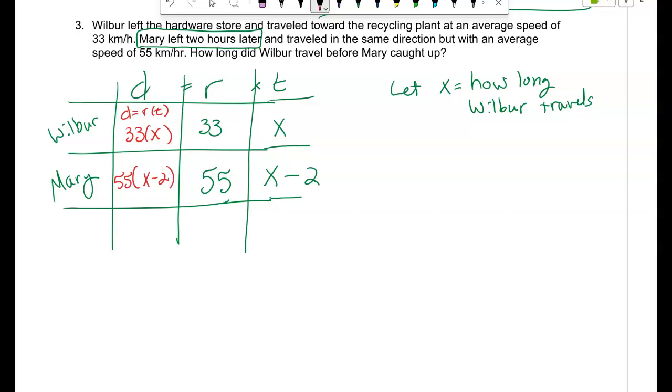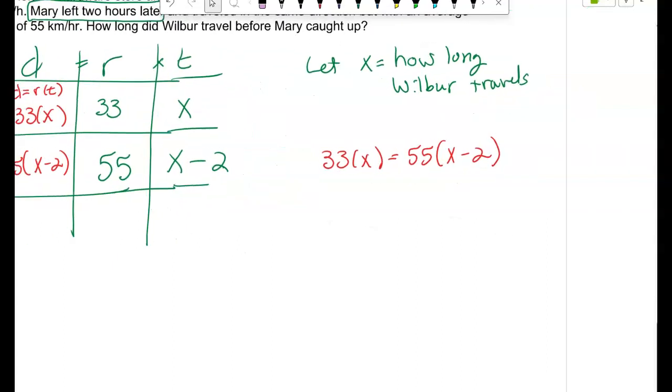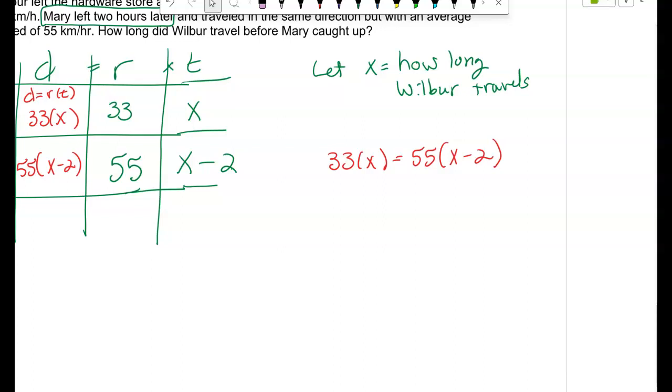But did they go the same distance? Didn't they go to the same place? So isn't the distance equal with each other? Because they went to the same location, and she left from the same spot, same distance. So when we do that, we know 33 times x is equal to 55 times x minus 2. All right, guys, do we move sides or do we simplify first? All right, so this becomes 33x equals 55x minus 110. Now what?